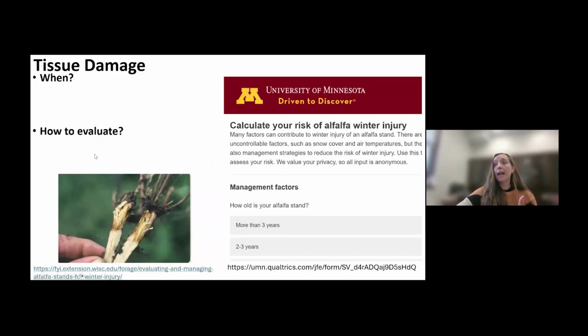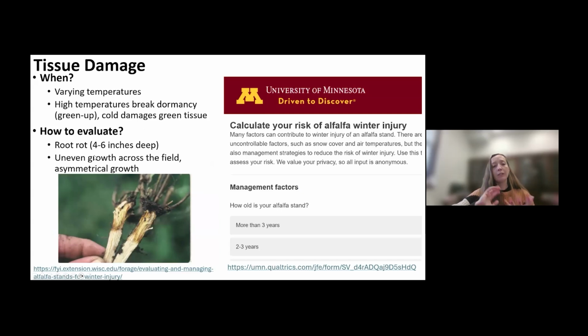So when does it happen? It happens typically when we have varying temperatures, so that we have a green up happening too early in the season. And then that green tissue becomes really sensitive to being damaged by cold temperatures. One way to evaluate is to look at the root rot, so seeing if there is tissue that is kind of brown and soft at the base of the crown. Another way to see it is if there is uneven growth in your plants and in your field.